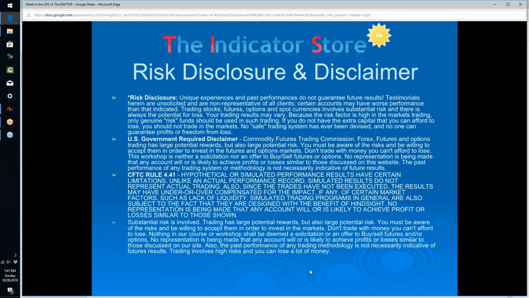Make sure you're always aware and fully understand all the elements of the risk disclosure when we're dealing with hypothetical and simulated results, as we are in this case today, because we're doing a replay. It's really important to understand all the dynamics of that risk disclosure.